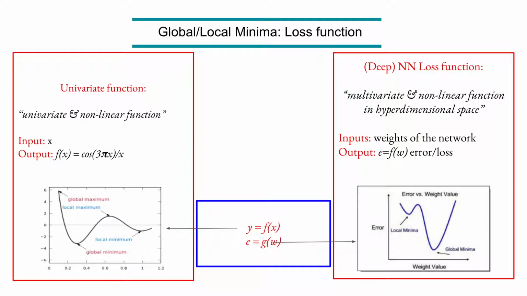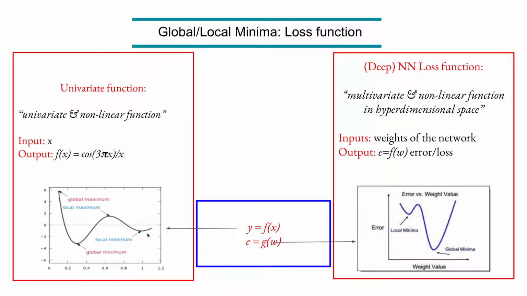So forget about deep neural networks. Just consider any function. For example, here we have a function f of x. Input is x, and output is cosine 3 pi x over x. So this is the function. This is a nonlinear and univariate function. That means there's only one parameter of this function. And this is the plot of this function.